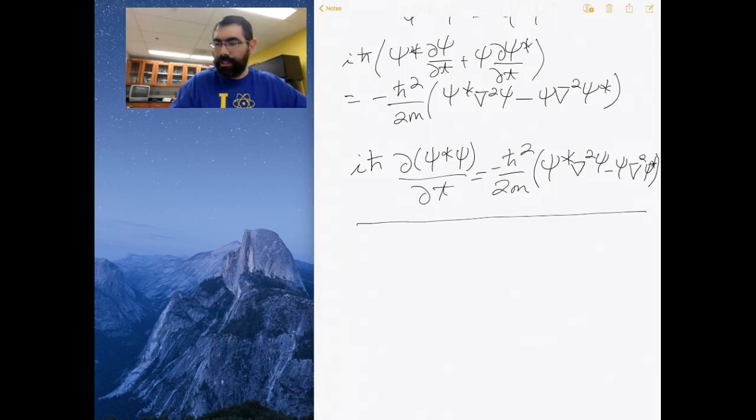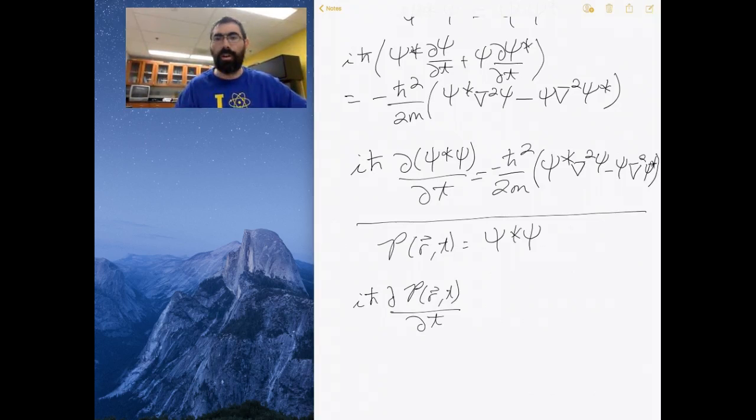So right away, we can say that the probability density is our familiar psi star psi. Therefore, we can now write the time derivative of the probability density is this part on the left-hand side. Okay, so what about the right-hand side?